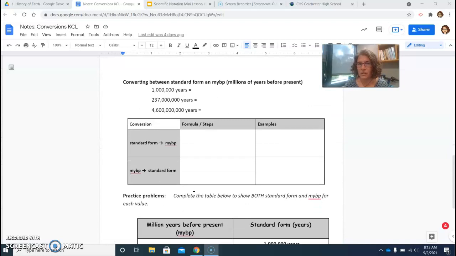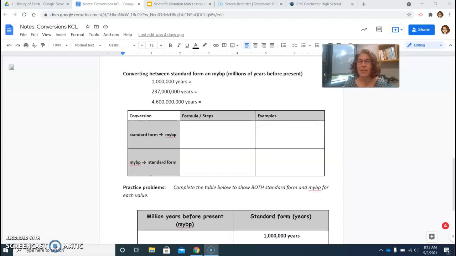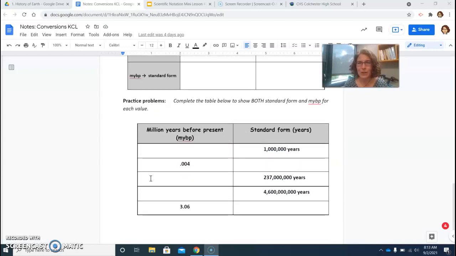And then we'll switch gears and work on converting between standard form and millions of years before present. Again, we'll go through the formulas and steps, first to convert from standard form to MYBP. We'll go over examples, and then we'll do the reverse, going from MYBP to standard form. And on that content as well, you'll have a chance to pause, practice, and check your work. So let's get started.